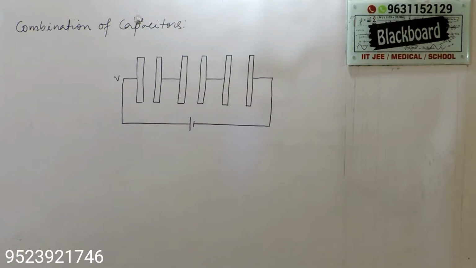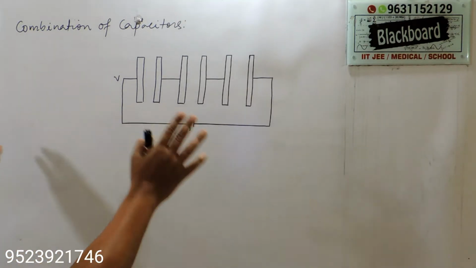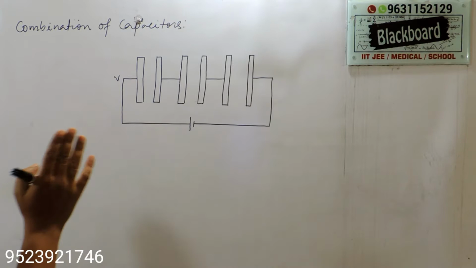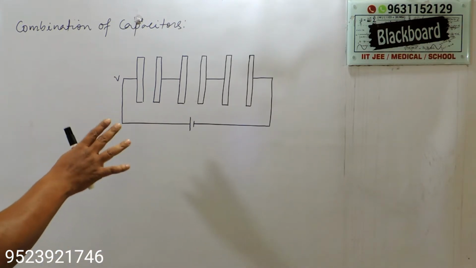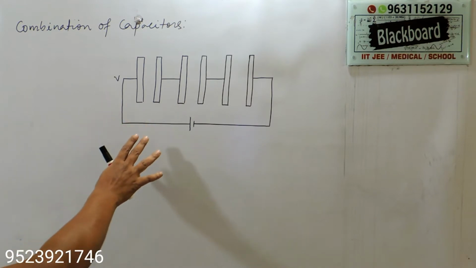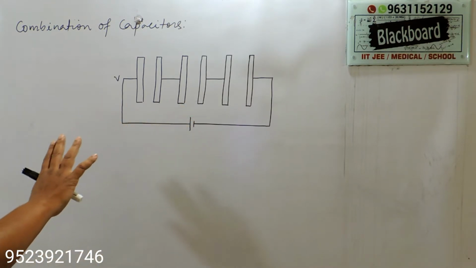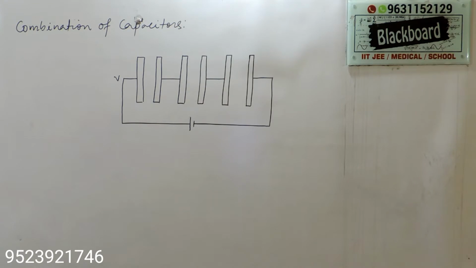Combination of capacitors. Two or more capacitors may be connected in a number of ways. The combination should have two points which may be connected to a battery to apply a potential difference.